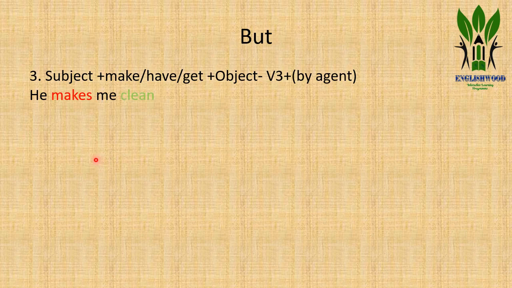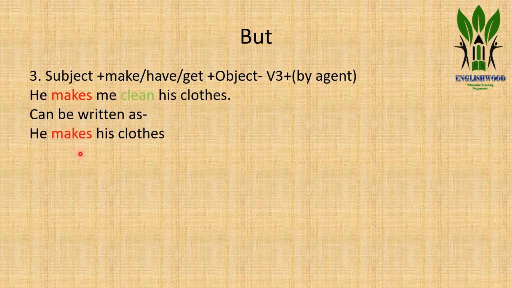Now look at the example. He makes me clean his clothes. So again we have written the previous structure: he plus causative verb plus agent plus clean, but it can be written as he makes his clothes cleaned by me. Right? Now look at this one. He makes the clothes, his clothes, the object comes here instead of the agent. So when the object comes here, the verb changes into verb 3. This is the only thing you have to remember in the causative tense that is asked in the examination.